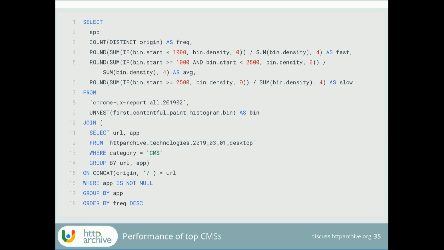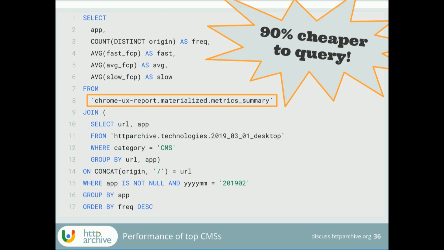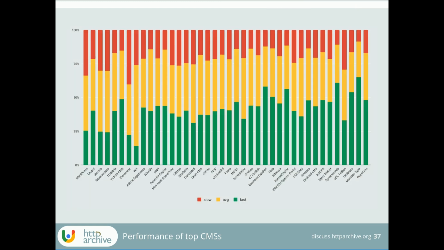This takes 55 gigabytes of your quota to query. But by the way, you could totally use the materialized data set for this too. This is only 5.5 gigabytes. The schema is simpler. You'll also notice that I'm using the average function, and we're kind of trained in web performance to look at medians. I'm using average here so that we can get a distribution that adds up to 100%. If we were to use the median, the median fast plus the median average plus the median slow might not add up to 100%. So this gives us a chart that looks like this for the CMS landscape.